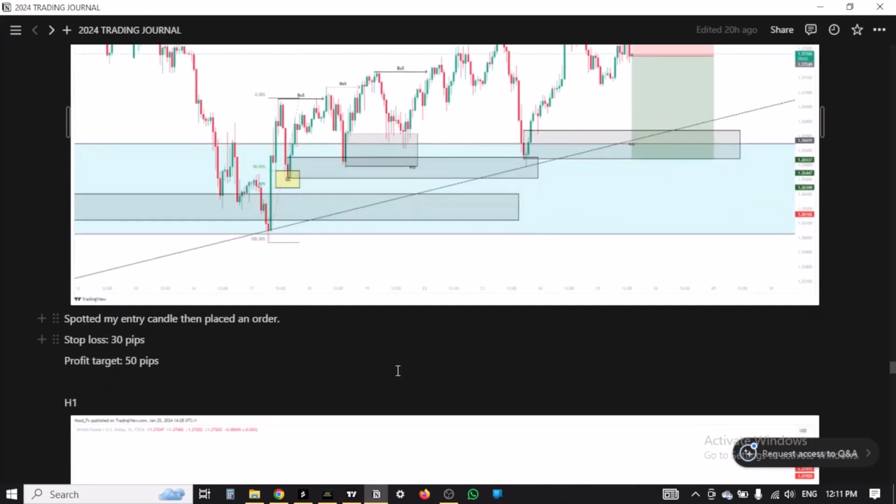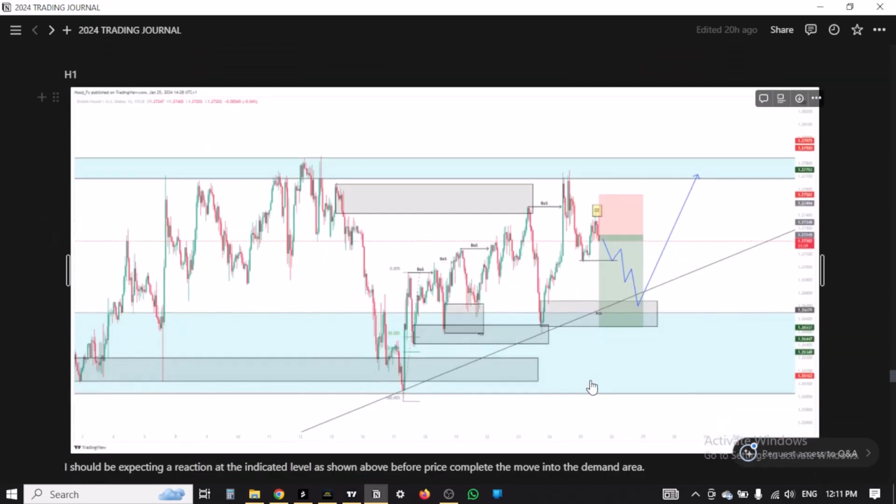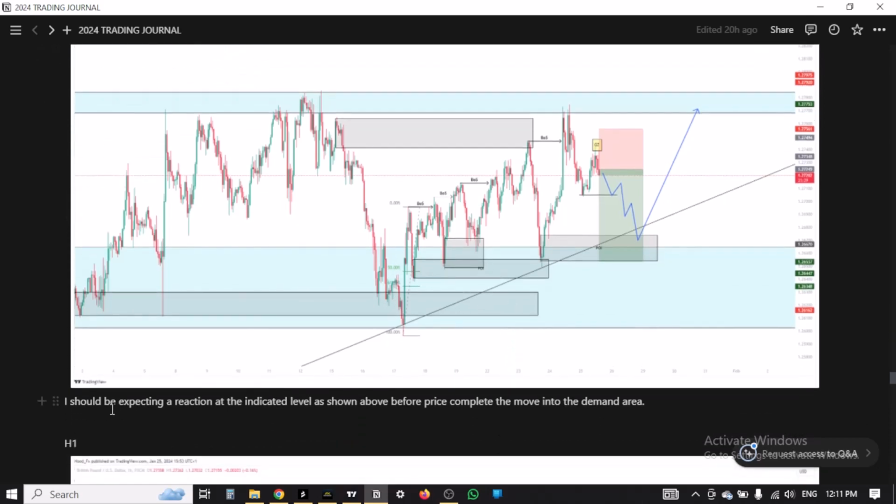You can see I put in a 30 pips stop loss, and I was targeting 50 pips on this movement here. I was really concerned about this movement, because the market is in a ranging mode. You can't just put up your trade and sit down there, just allow it to move. You have to protect your trade. I was stopped out at break even on this trade. I should be expecting a reaction at the indicated level, as shown above, before price completed the move into the demand level.